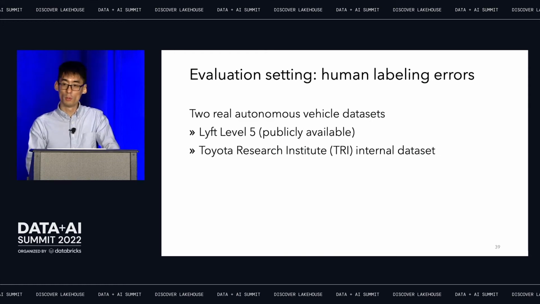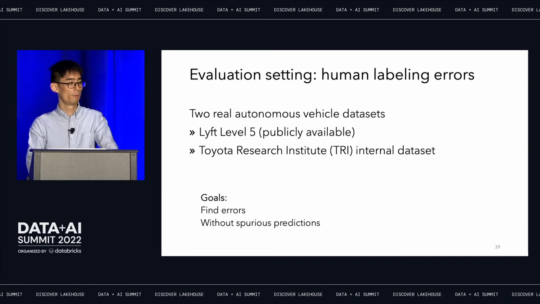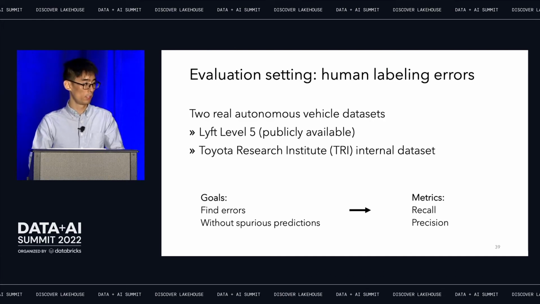And if you remember, we had 2 goals for LOA. We want to find errors, and we also want to find them without spurious predictions. And so to measure this, we use 2 metrics: recall for finding errors, and precision for finding them without spurious predictions.